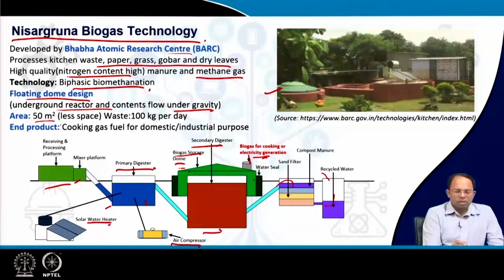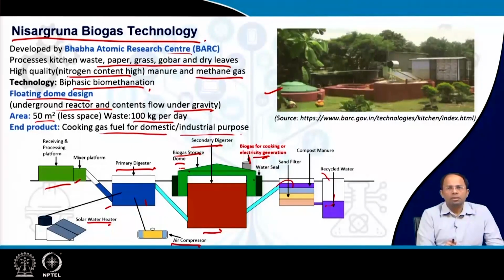Total area required is 50 square meters, which is very little, and total waste it receives is around 100 kilograms per day. The final end product is cooking gas fuel for domestic or industrial purposes.